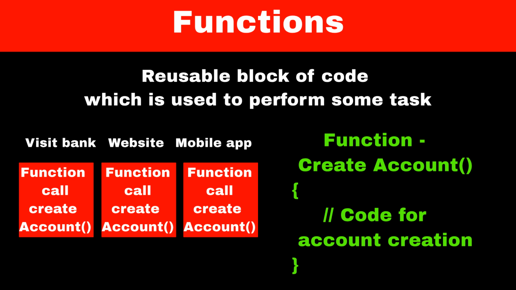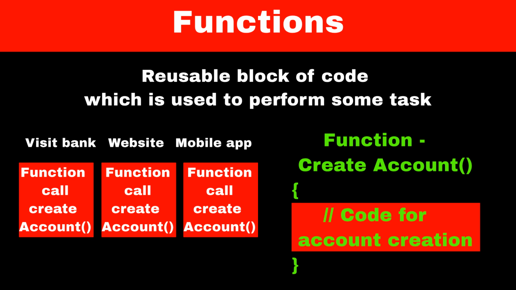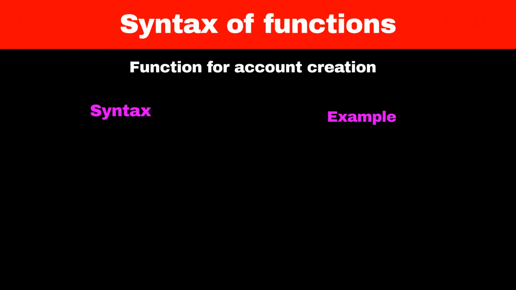And in future, if we want to modify the functionality of account creation, then we don't need to make changes in 5 different places. We just have to change it in one place, that is in the function definition. So a function is like a small program or block of code that we can call using its name. Now let's understand the syntax of a function. For today's video, we will create a function that creates a user account.